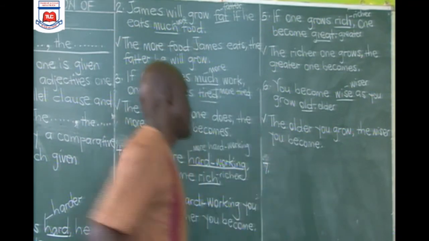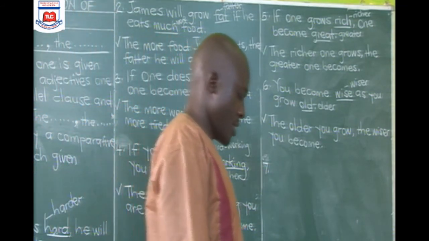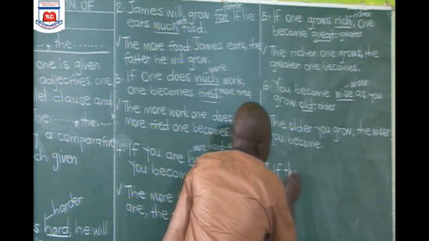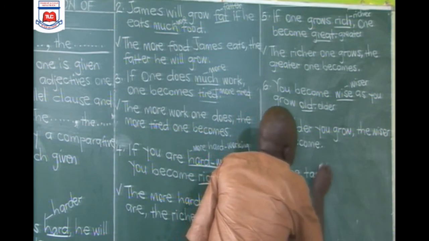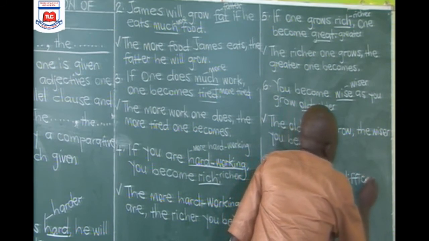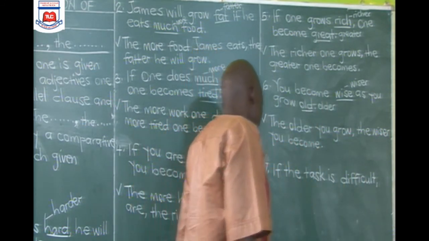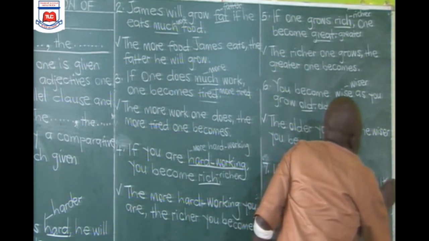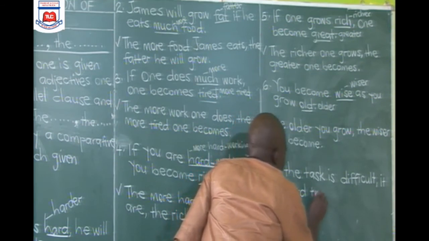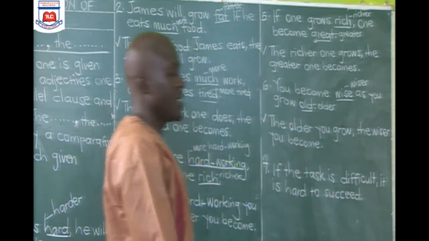Number 7 is saying, if the task is difficult, what happens? If the task is difficult, it is hard to succeed. Yes. If the task is difficult, it is hard to succeed.